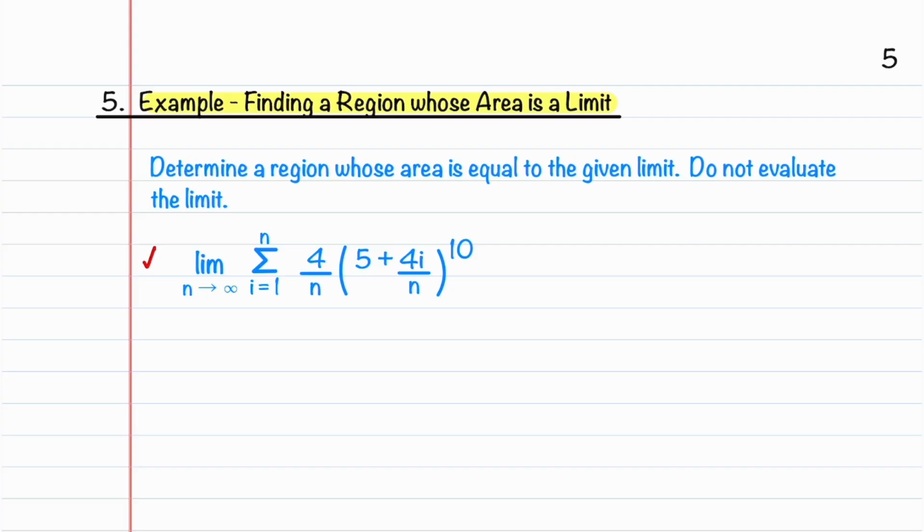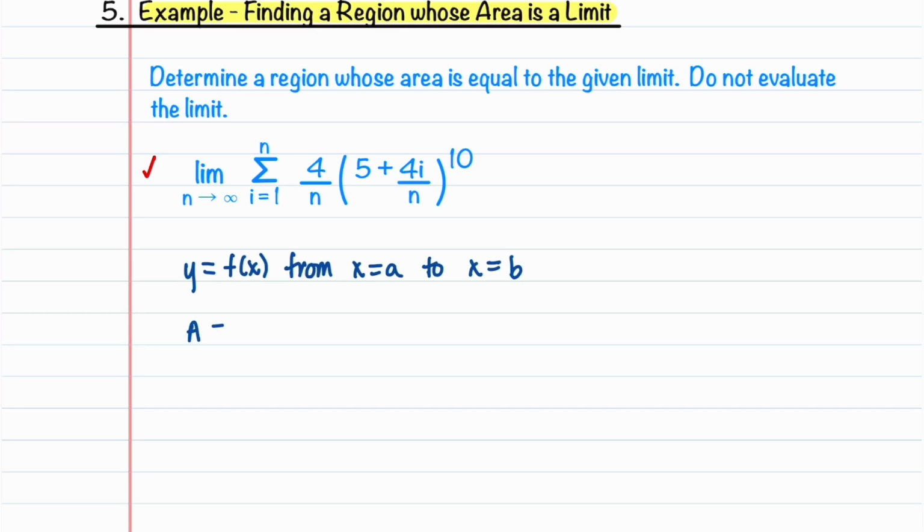This is a challenging problem, so we're going to work through it step by step so you'll know exactly what to do. You want to start by writing down the formula for the area under a curve y is equal to f of x from x is equal to a to x is equal to b.